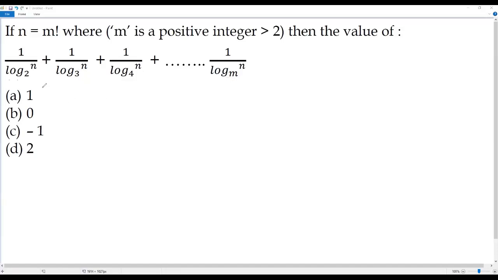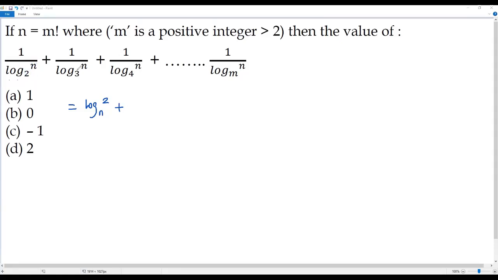To evaluate this expression, in the first term I am moving the term log n to the base 2 to the numerator. In logarithm, whenever I move a logarithm from denominator to numerator or numerator to denominator, I have to switch the base and argument. So if I switch the base and argument here, I'll get log 2 to the base n.